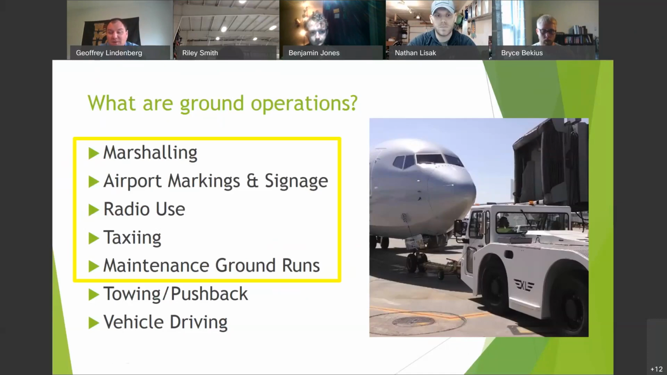We usually hook up the tugs, actually get tugs out and move the King Air around to see who can get it back into some boxes. And then vehicle driving, which kind of applies to some of this. How do you safely operate a vehicle on an airport? It's a different environment than being out on the road. But the things we're going to focus on are in the yellow box there.